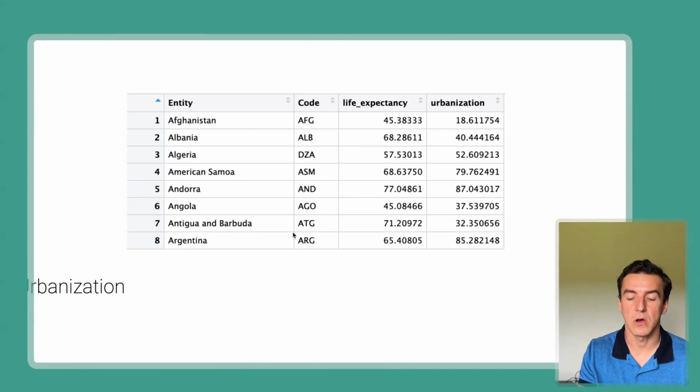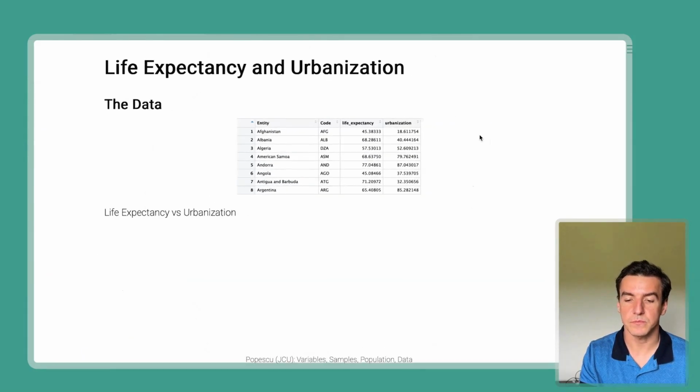Entity and code are our units of analysis. So these are countries. And then we have these two variables, life expectancy and urbanization. We have a row for every country. So notice Afghanistan, that has a code AFG, has a life expectancy 45.38 and urbanization 18.61.